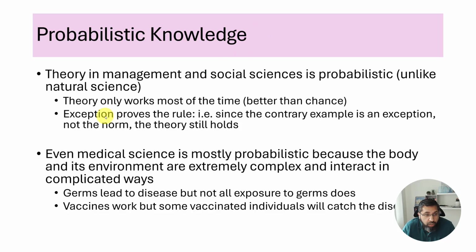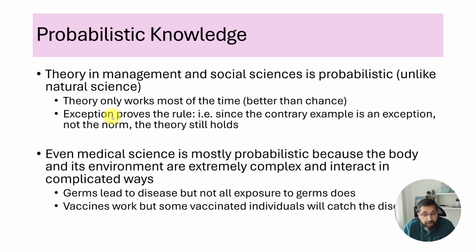Okay. So that's why sometimes people say in social sciences, the exception proves the rule. If the contrary example to the theory is an exception, then we are admitting that it's not the norm, because what is the norm is not termed an exception. And so the theory still holds, unless the contrary exception becomes the norm, becomes the majority case. As long as it's the minority case, that's only proving the theory, because what's supporting the theory is the norm.